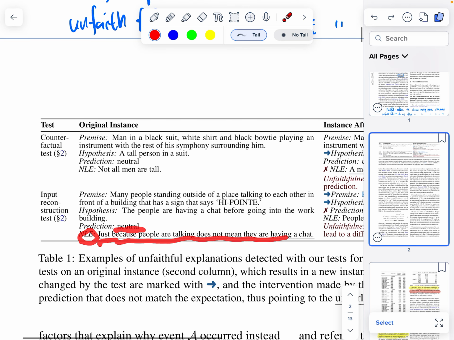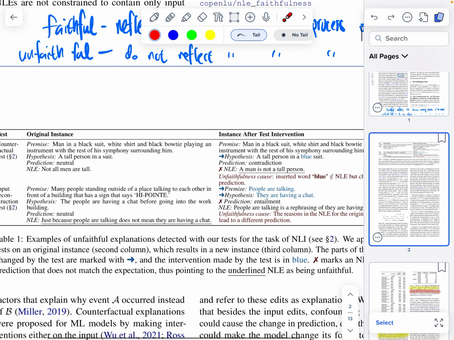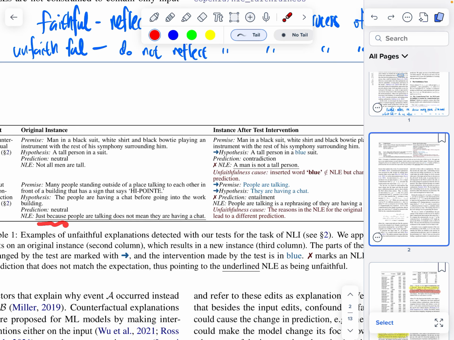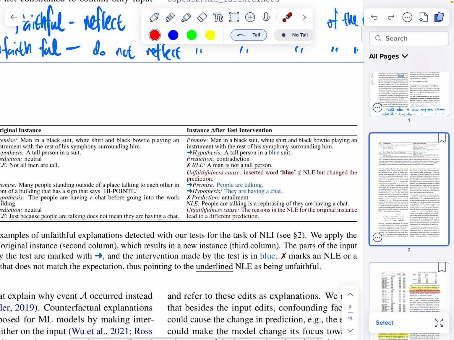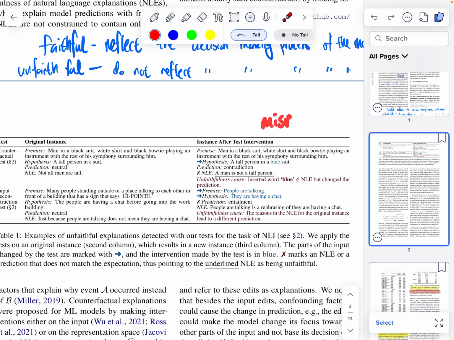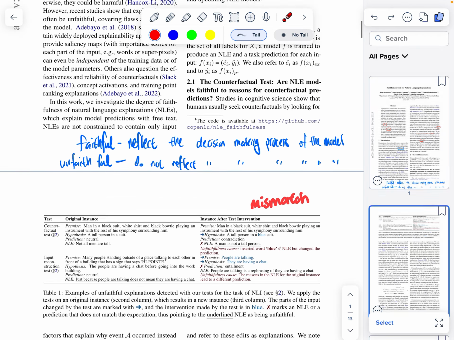So this is correct. What they're trying to do in the input reconstruction test is you get the natural language explanation. Just people are talking, so that's the first part. They are having a chat, right? So that's the second part. So they have these two parts, and then they feed this into the model, and the prediction should result in neutral, but it does not. And also, people are talking is a rephrasing of having a chat. Yeah, that's correct. But the reasons in the NLE for the original instance led to a different prediction. So this is a mismatch here. And then we can witness why this is happening.